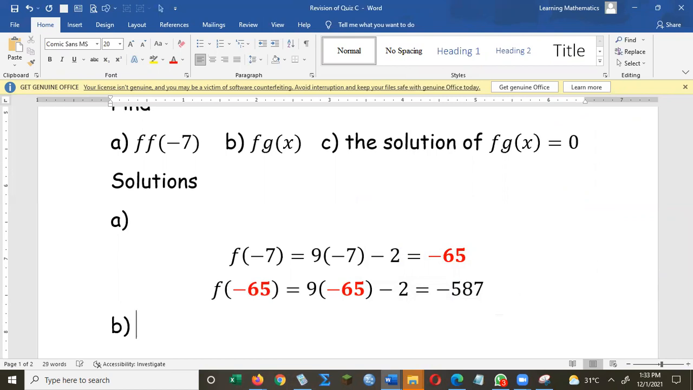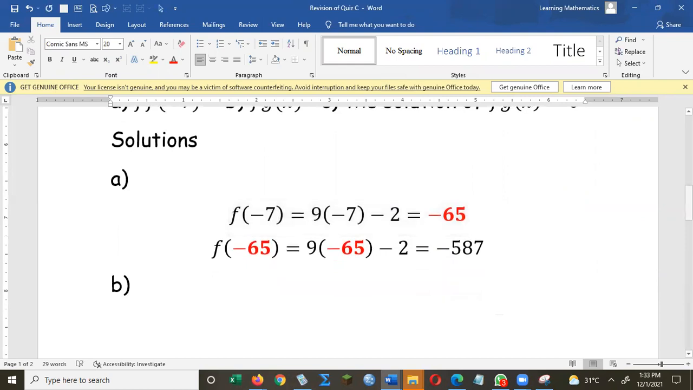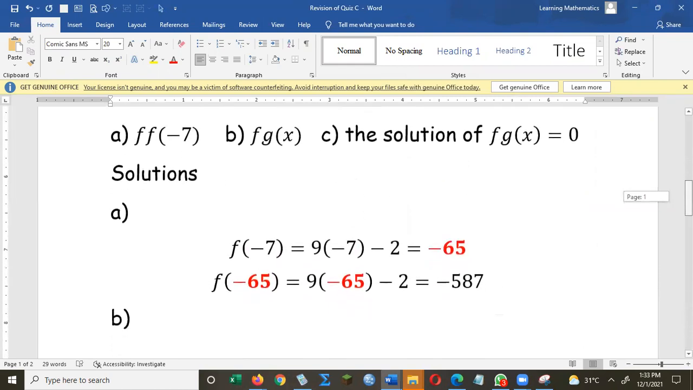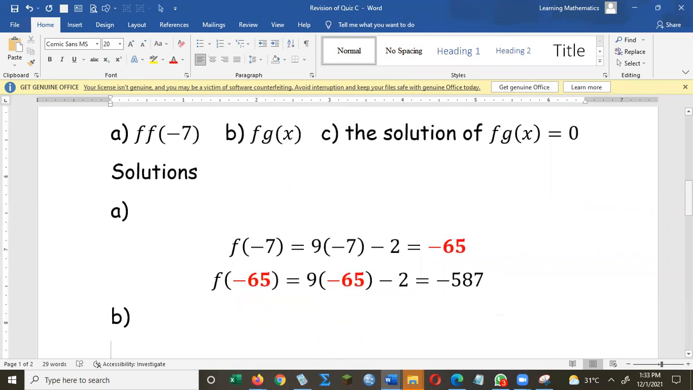Part B says to find f g of x. So we need to find what is f g of x. All right, so when you start on the right, what you see in there is g of x.